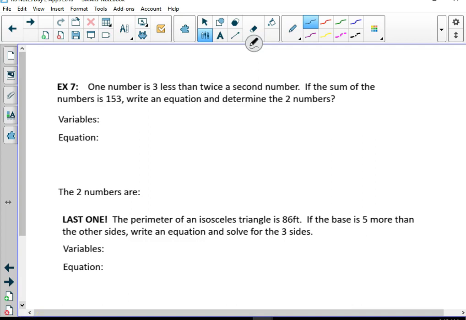Okay, so one number is 3 less than twice the second number. So the second number is our starting point. We're going to call the second number x. The first number is 3 less than twice the other number. How are we going to write that? 3 less than twice the second number.